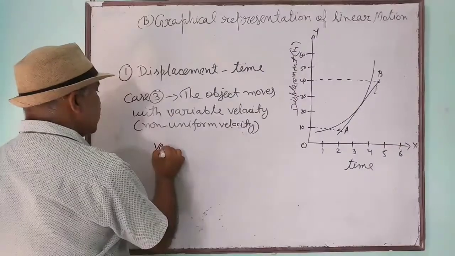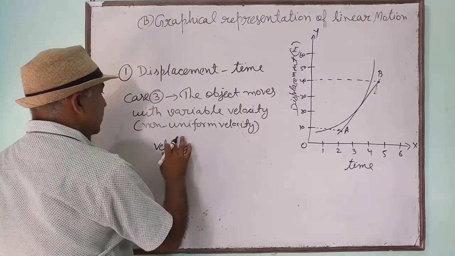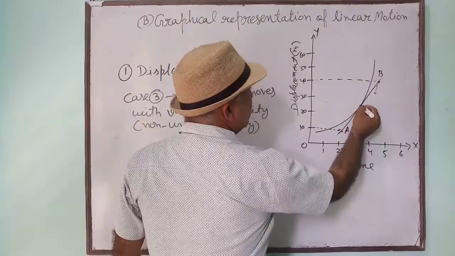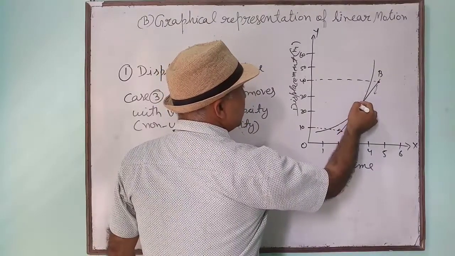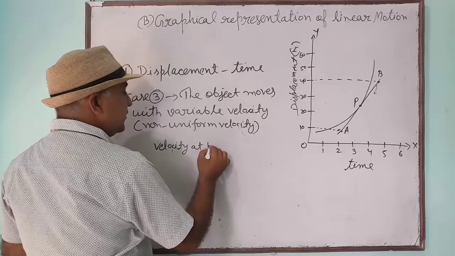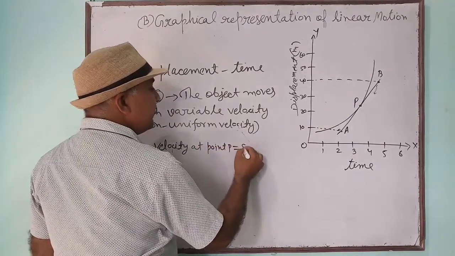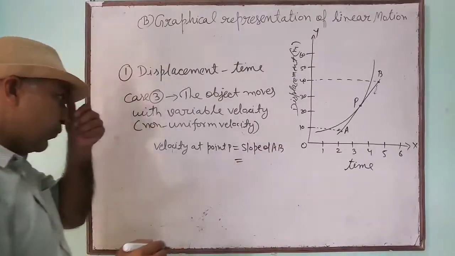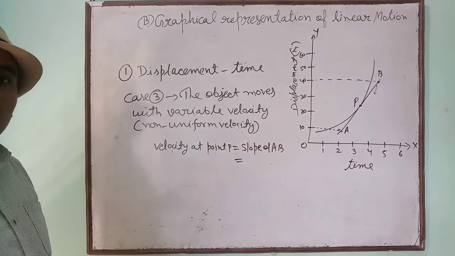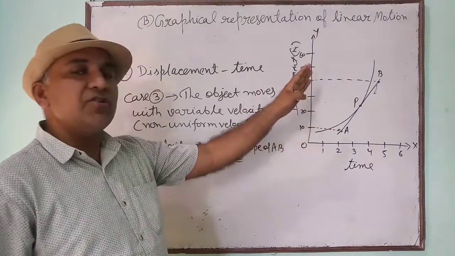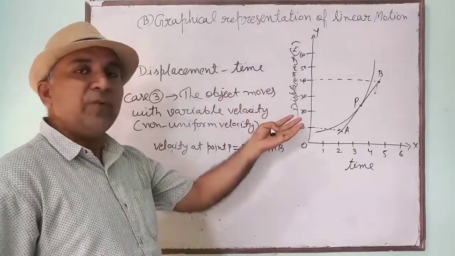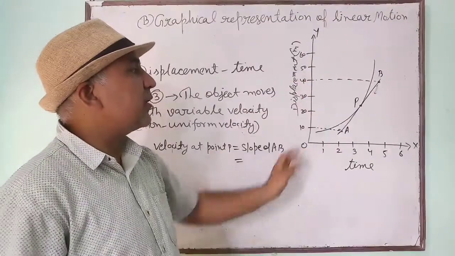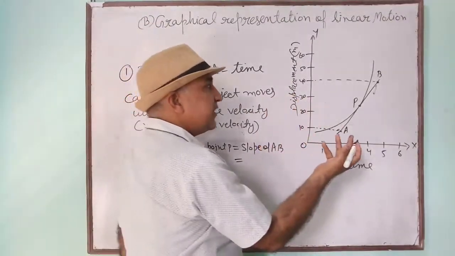That means in this case, velocity at, this is the tangent point, na? Velocity at, suppose this point is P. Velocity at point P will be equal to slope of AB. Understood how to find the velocity in the case of non-uniform velocity? Because at every point the velocity will be changed. So where we want to find the velocity, at that point we will draw tangent and we will find the slope of the tangent. Okay, after this the method is same.